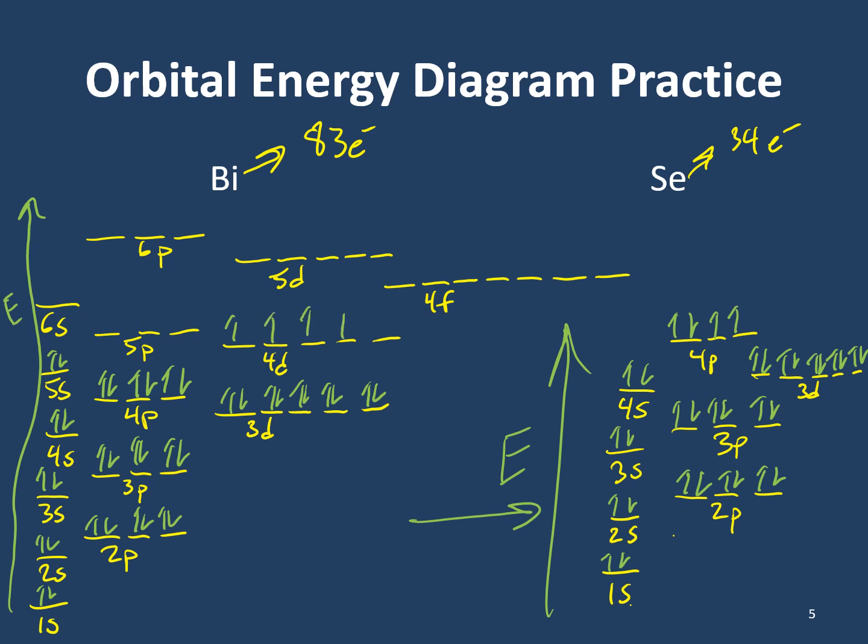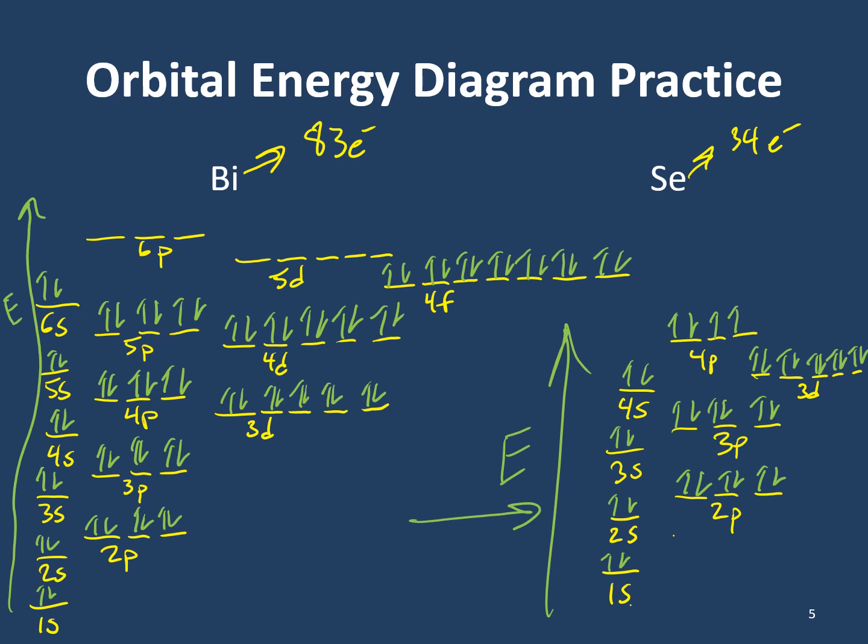And we have to do one at a time all the way through until we get halfway full. Then we start pairing them all up. Then we do this for the 5p, and we start pairing them up. 6s just has those. Now 4f comes after 6s, so we do 1, 2, 3, 4, 5, 6, 7, 8, 9, 10, 11, 12, 13, and 14 total in the 4f. So currently I've put in 70 electrons and I have 13 more to go to get to 83.